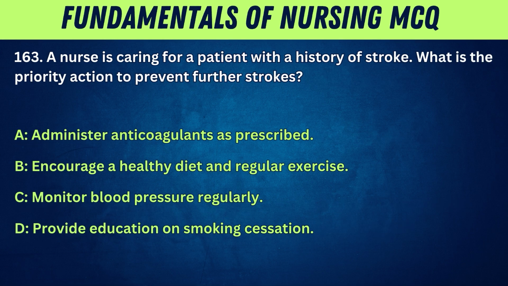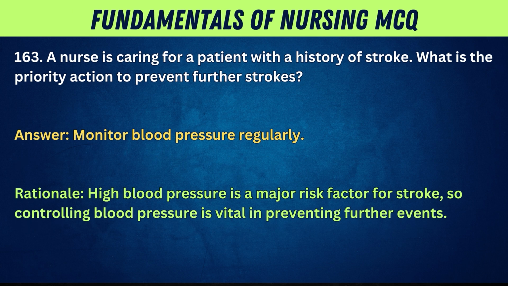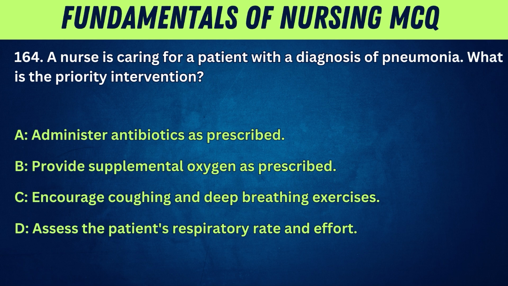163. A nurse is caring for a patient with a history of stroke. What is the priority action to prevent further strokes? A. Administer anticoagulants as prescribed. B. Encourage a healthy diet and regular exercise. C. Monitor blood pressure regularly. D. Provide education on smoking cessation. Answer: Monitor blood pressure regularly. Rationale: High blood pressure is a major risk factor for stroke, so controlling blood pressure is vital in preventing further events.